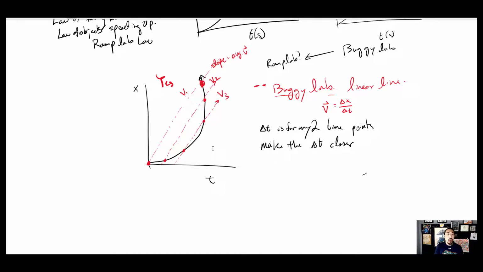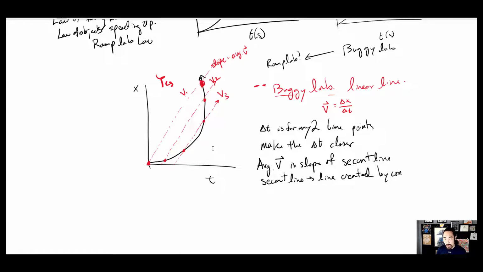All right, now let's define what we are currently making and what we are currently drawing. We can say the average velocity, we're going to highlight this one later because it's a very important definition, is the slope of the secant line. If you remember, this is from your trig class. A secant line, let's define secant line down here, is a line created by connecting 2 points.